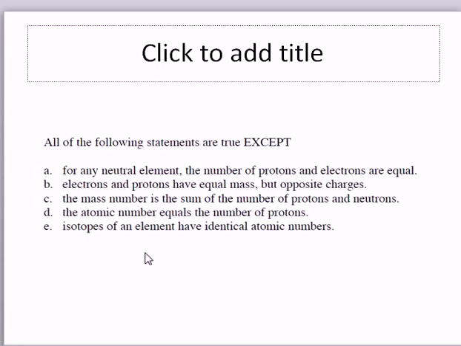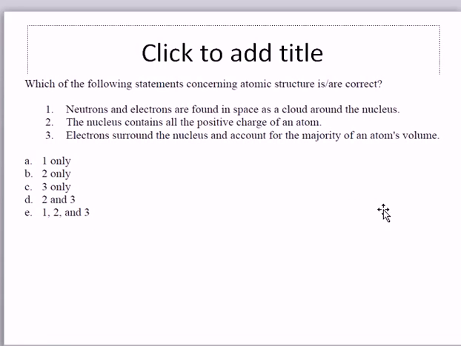You can take a look at another similar question. It's just a little different. In this case, isotopes of an element have identical atomic numbers. In this case, for a neutral element, the number of protons and electrons are equal. So you just have to go through here and figure it out. And here's one that looks a little different, where it's giving you 3 statements, and then you have to go through and decide: is 1 true, 2, 3, or is it a combination? So again, it's really going through the statements and testing your knowledge to say, yes, this is true, no, this is false, and then pick the right number. So those are the types of questions that can also test your knowledge of atoms, protons and electrons.